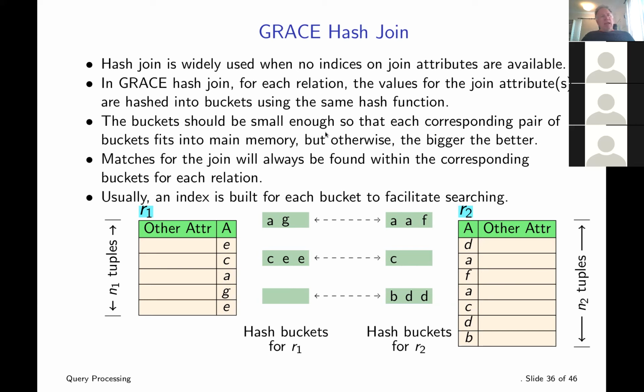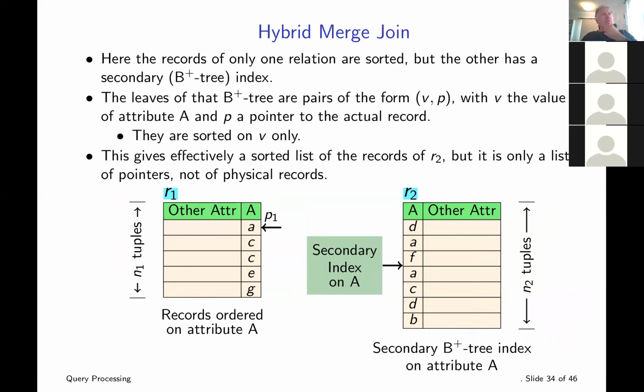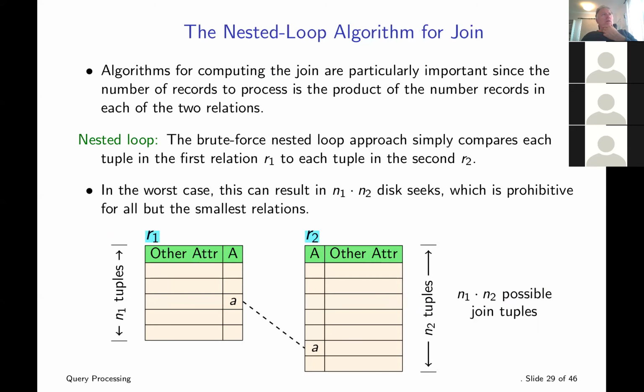And what's nice about the hash join is you're building this kind of index on the fly. Yeah, which leads to the question: if you have hash join, why would you ever use a nested loop join?